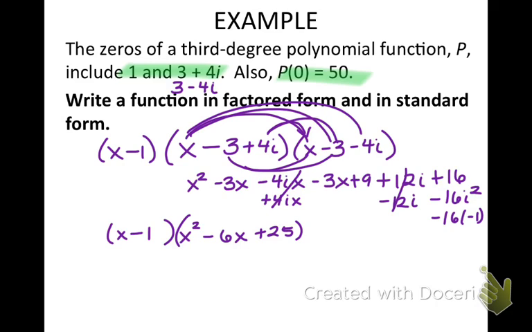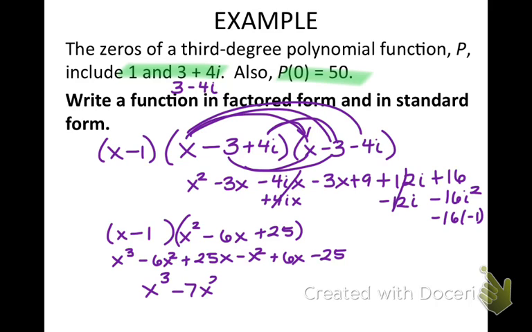X cubed. Yep. X cubed minus 6x squared plus 25x minus x squared plus 6x minus 25. Combine like terms, put it in standard form: x to the third minus 7x squared plus 31x minus 25. Now let's bring this back into play. I need my constant to be 50. What am I going to multiply everything by? Not 2, negative 2. Good.